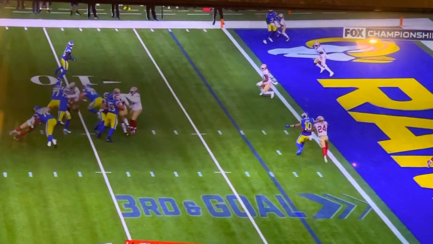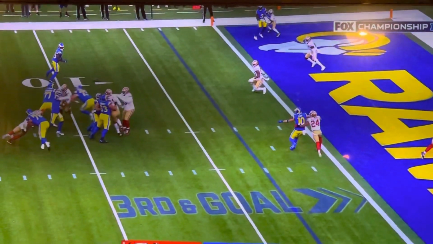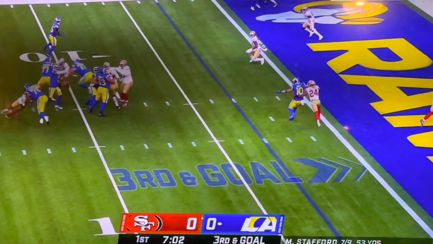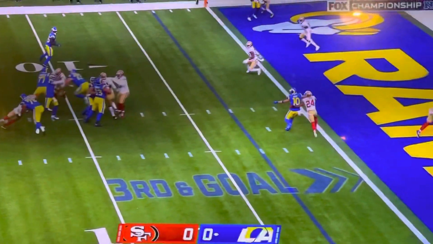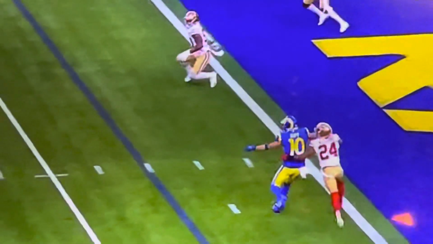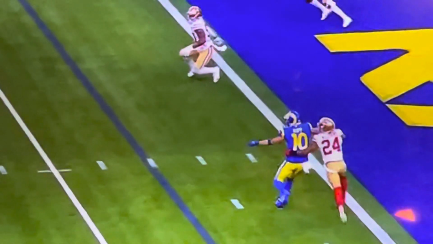All right, we're going to look at Stafford's interception. This ain't open. This is not open. Okay? Do you understand? This is not open. This is called throwing into coverage.